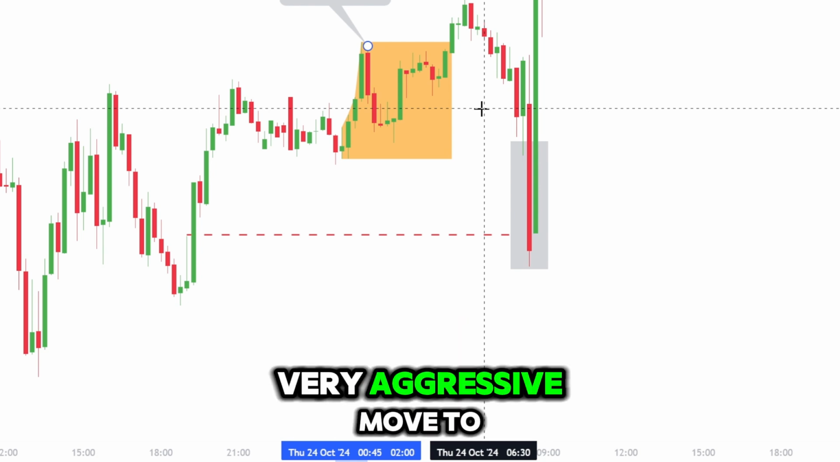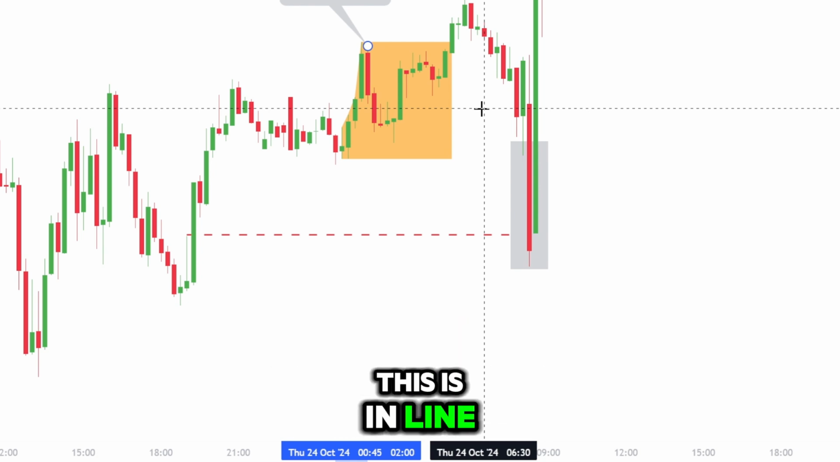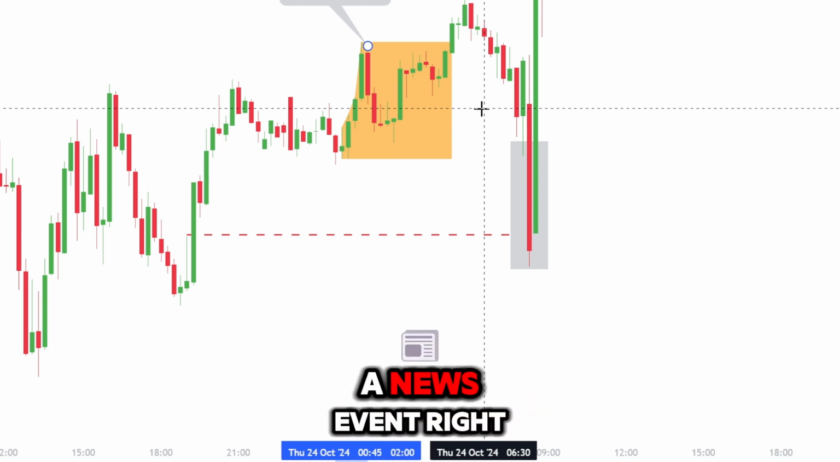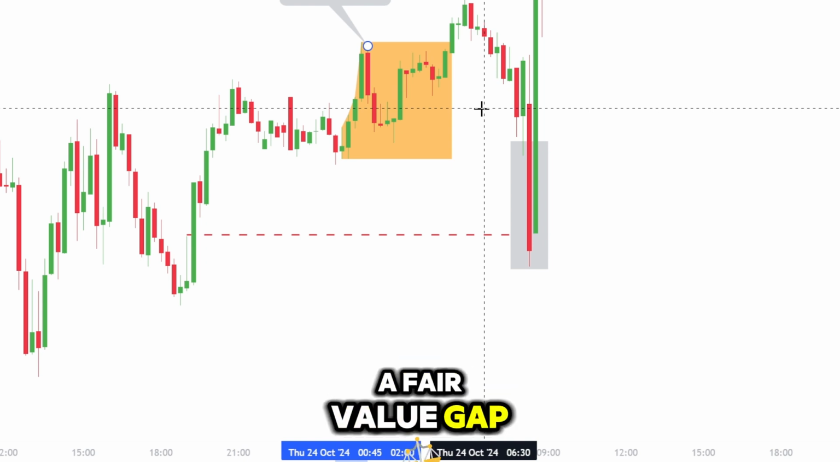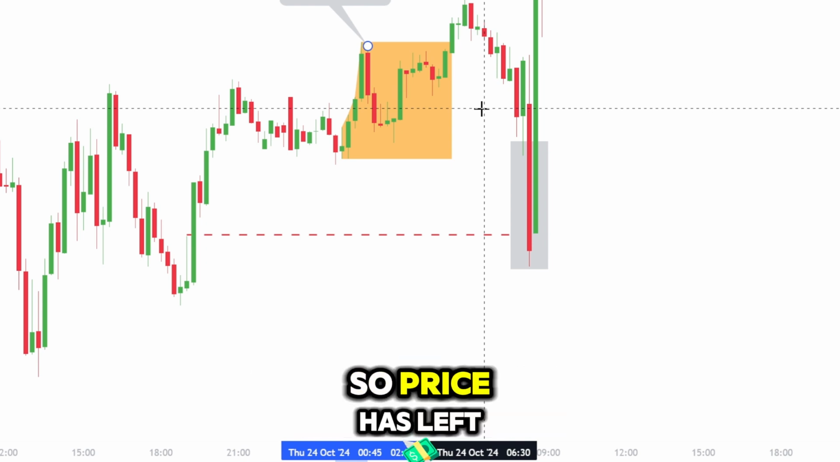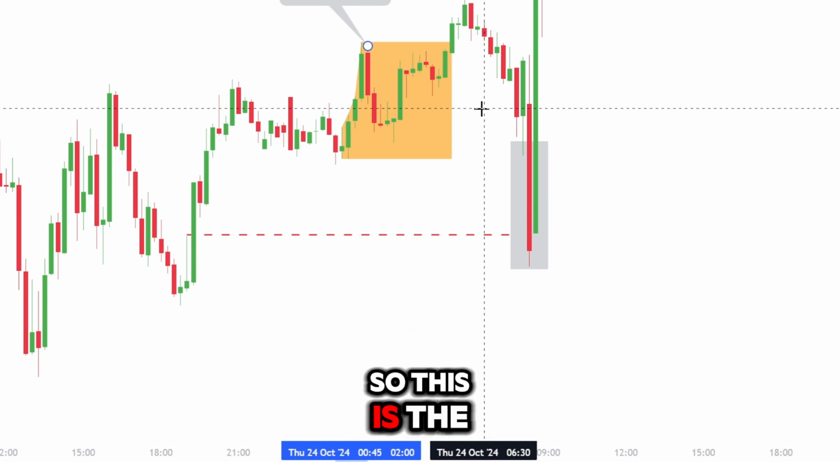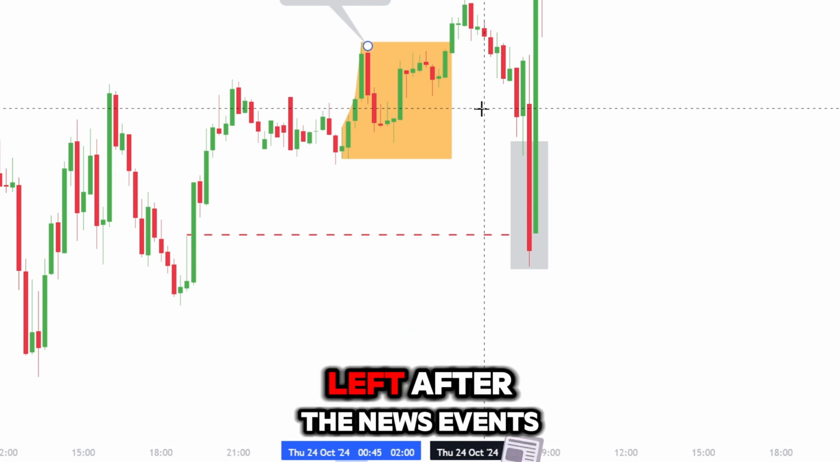Notice how we have a very aggressive move to the downside. This is in line with the news event. So this is a news event and this was a news event. These two candles were a news event. Notice how we've left a fair value gap or an inefficiency in this region. So price has left an imbalance over here. This is the London imbalance left after the news events.